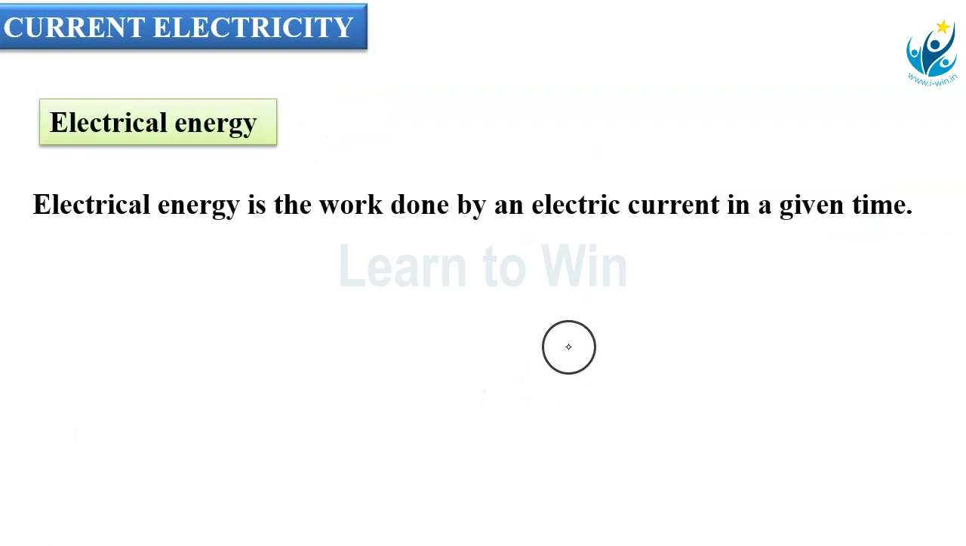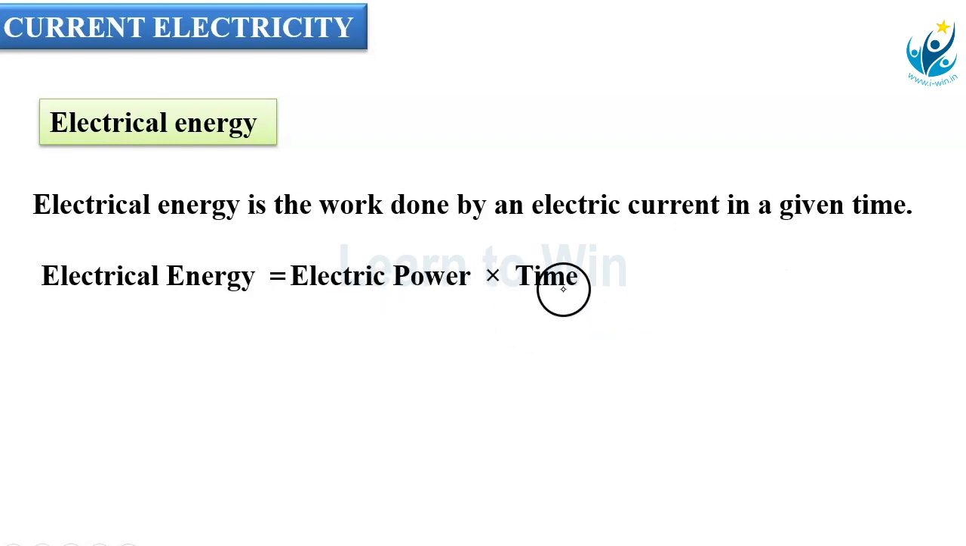Next one. Electrical energy. Electrical energy is the work done by the electric current in a given time. So electrical energy equals electrical power into time. What are the formulas for power? P equals voltage into current, VI. P equals V square by R. P equals I square R. These formulas are used here.